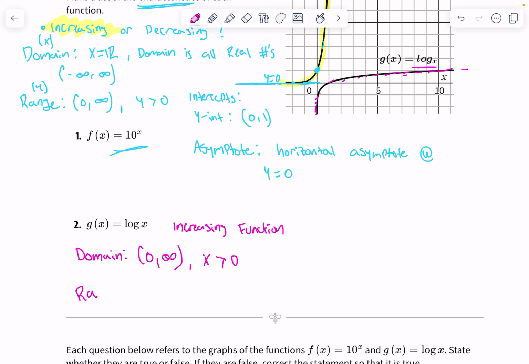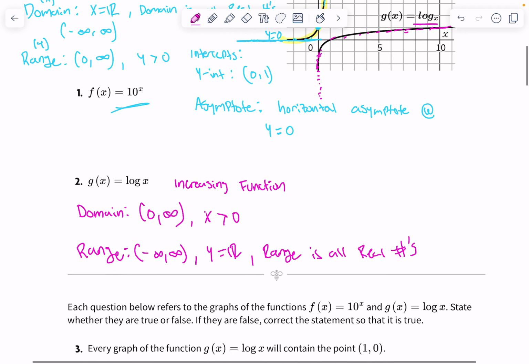Now what about my range? What's the smallest this will ever go? It's going to go down, down, down, forever and ever. So we'll call that negative infinity, up to infinity, which is the same thing as saying that y is equal to all real numbers. So the range is all real numbers.